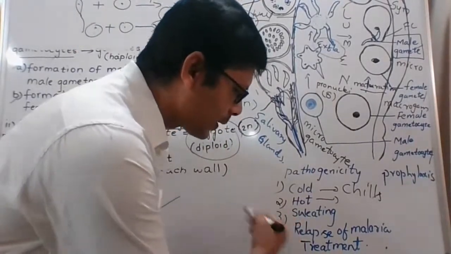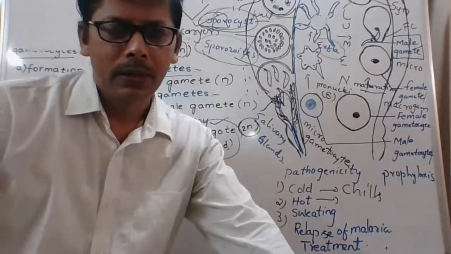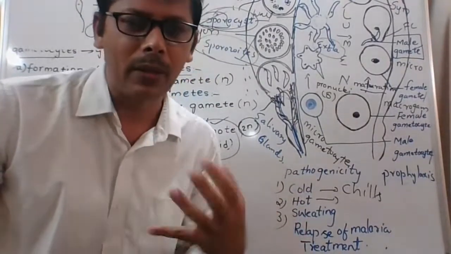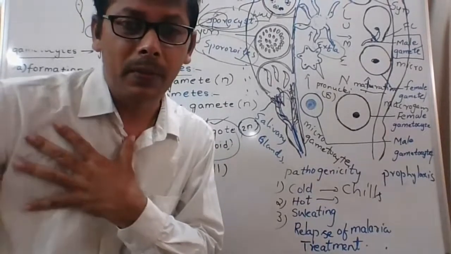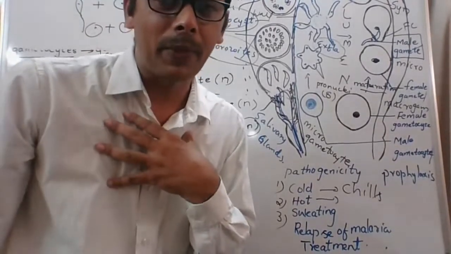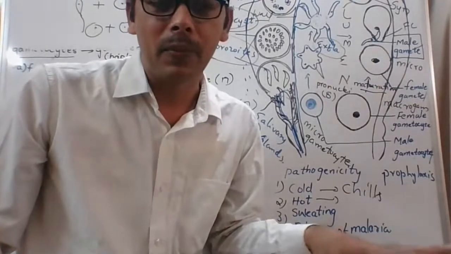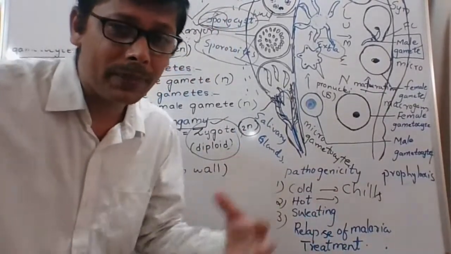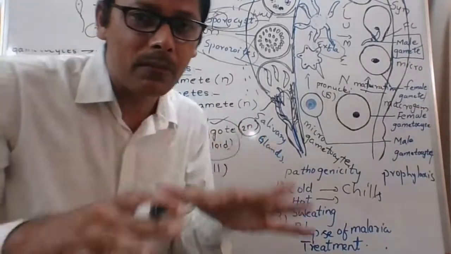The third stage is the sweating stage. Okay, here there is profuse sweating, large amounts of sweat. The clothes worn by that malarial patient become completely wet. Okay, this is sweating. There will be profuse sweating. Because of that sweating, the temperature comes down.